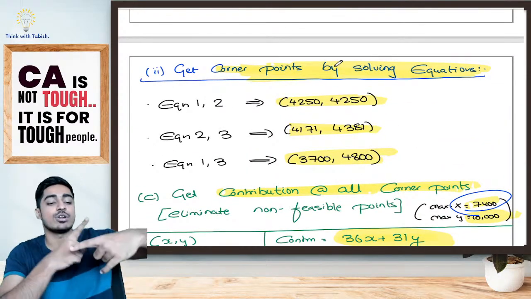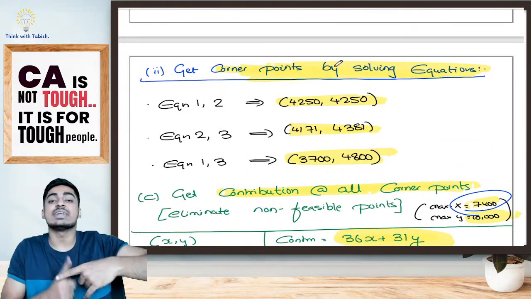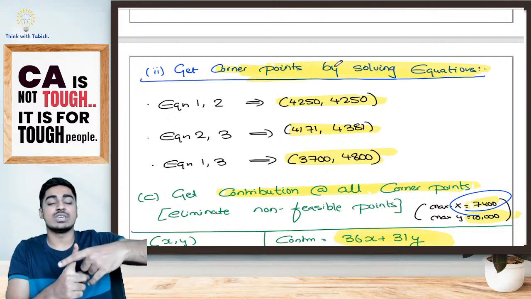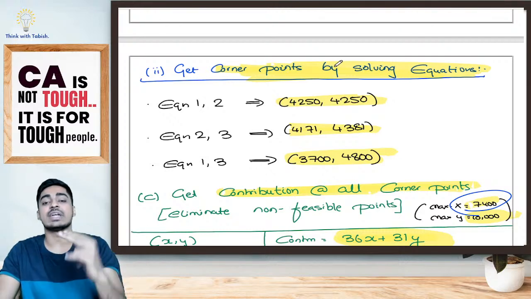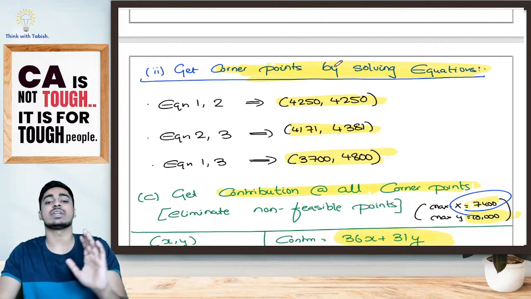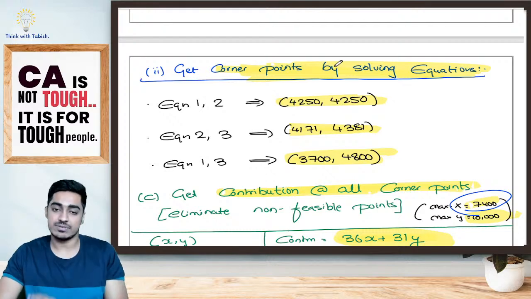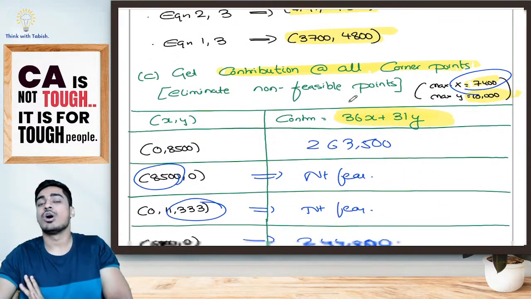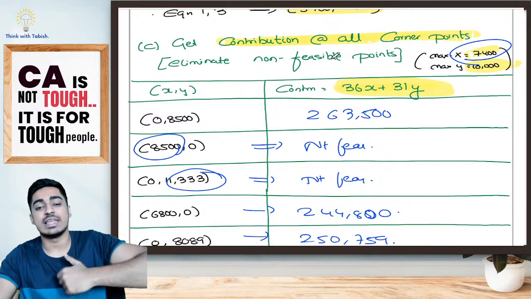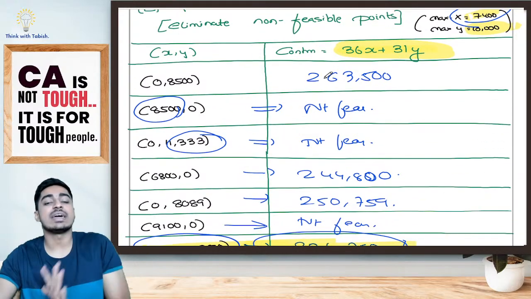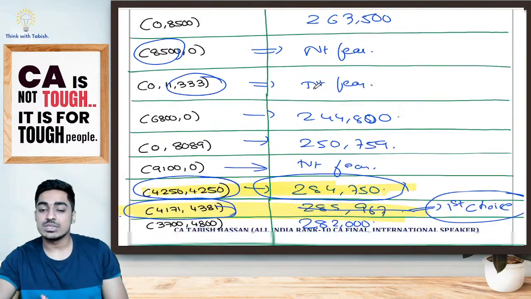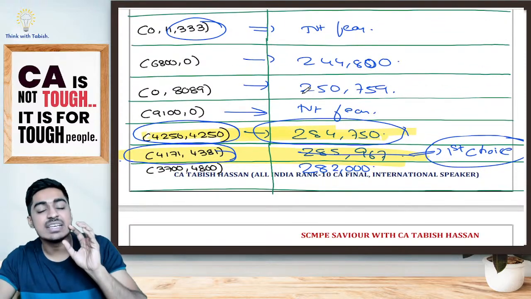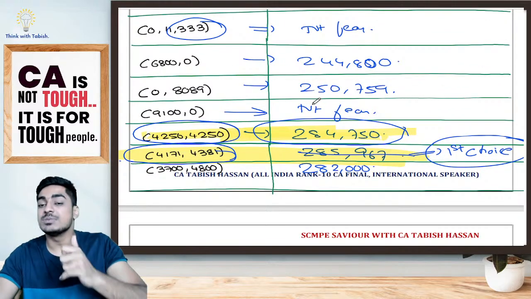Secondly, we also have corner points wherein two equations intersect. So take a set of two equations, solve, get X and Y. Next two equations, solve, get X and Y. So we have all the options. Write down all the options. All those options which are not feasible, eliminate. For the balanced options, calculate the contribution. Whichever has the maximum contribution is the most preferred.